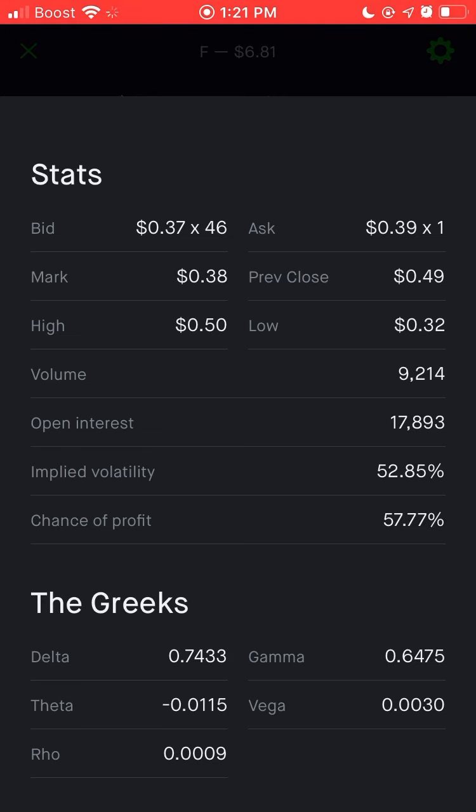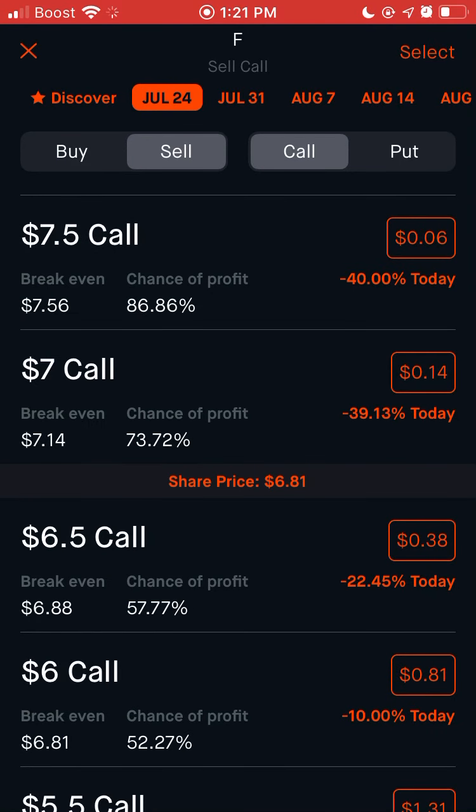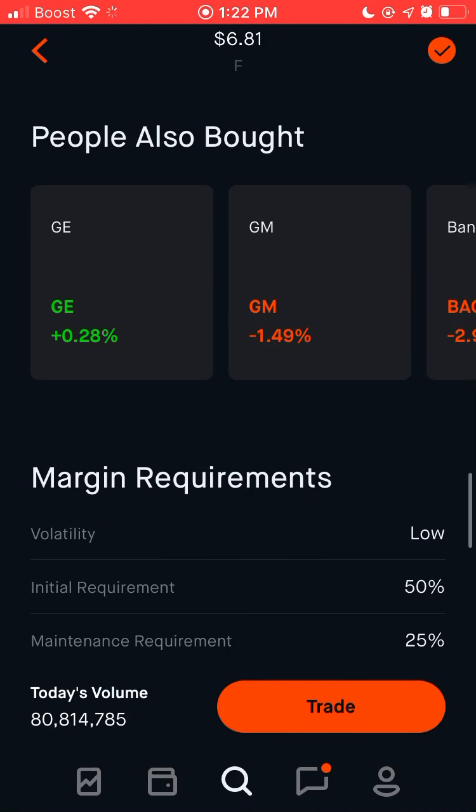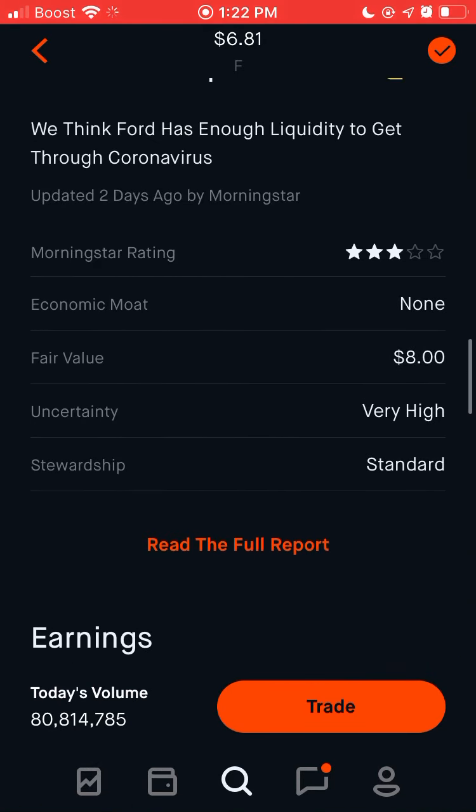Vega represents volatility, which happens to be somewhat low on the stock. So this just represents the amount of volatility premium that's priced into the option contract. And lastly, we have Rho, which represents how this contract will change in value in relation to changing interest rates. So that's the simplified version of the Greeks. In my description, I'll have the in-depth full version, so if you're interested in really digging deep into this, you can do that.